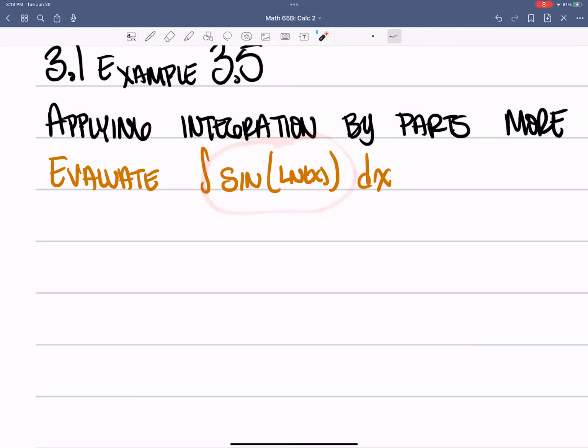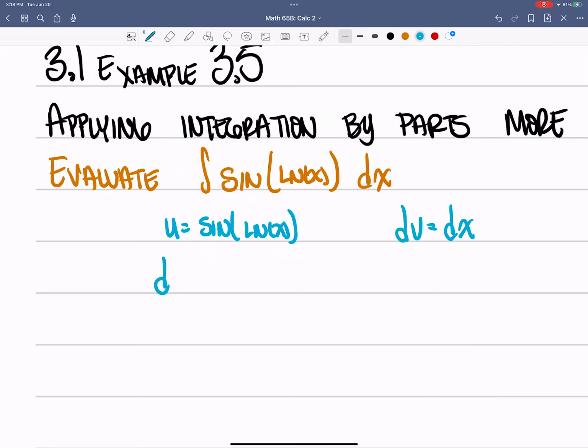So this is going to be u, so that way we could differentiate it. We're going to let u equal sine of ln of x, and we're going to let dv equal dx. So now we have the outside, using our chain rule, the derivative du is going to be the derivative of the outside, cosine of ln of x, times the inside, so times 1 over x, and this is going to be dx.